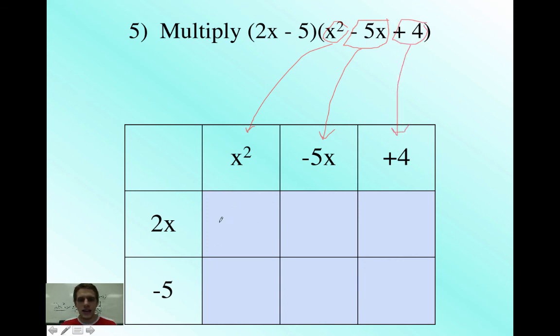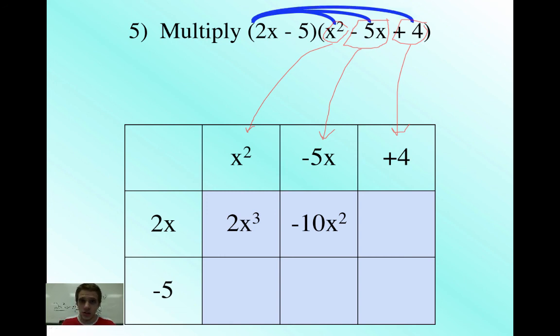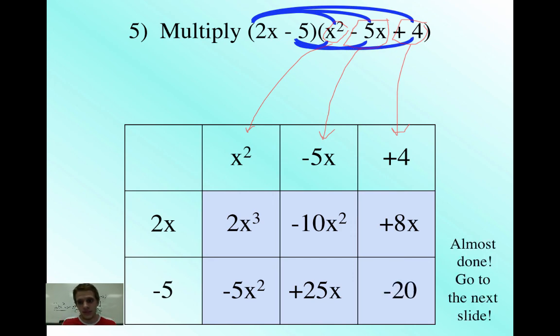So again, we're just going to go find the area of each of these boxes by multiplying it by each dimension. The height times the width. The first box, you get 2x cubed. That second box, negative 10x squared. If you want to do these on your own and you're still working through this, pause in between each one. The next box, 8x. Going down to the second row, negative 5x squared plus 25x. We got a negative times a negative there, so positive 25x. And then negative 20.